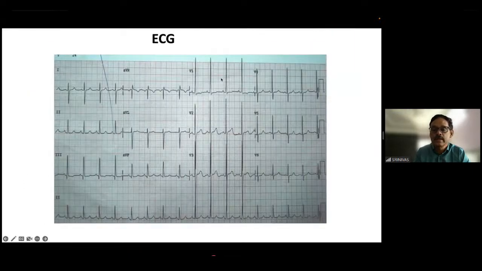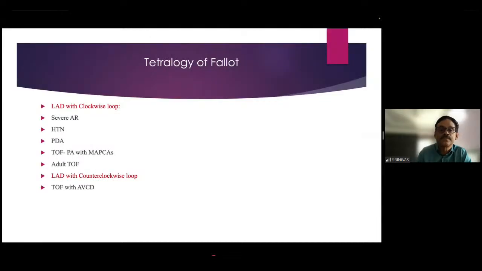So this is another example of TOF ECG. You can see a monophasic R wave with, you see very clearly, early transition has occurred. There is no Q wave in V6. There is a clear-cut clockwise loop due to deep Q waves in L3 and aVF and a significant right axis deviation. So this is classical TOF with PS.